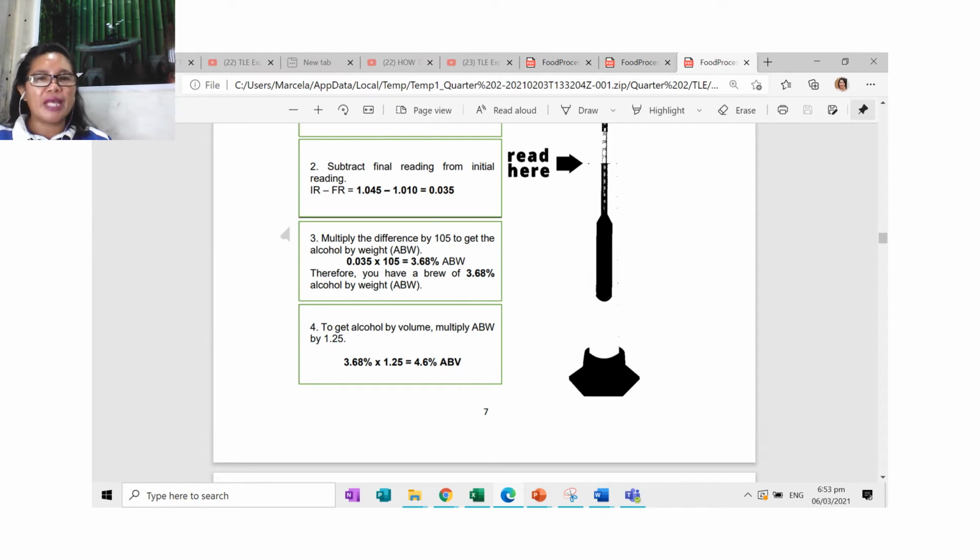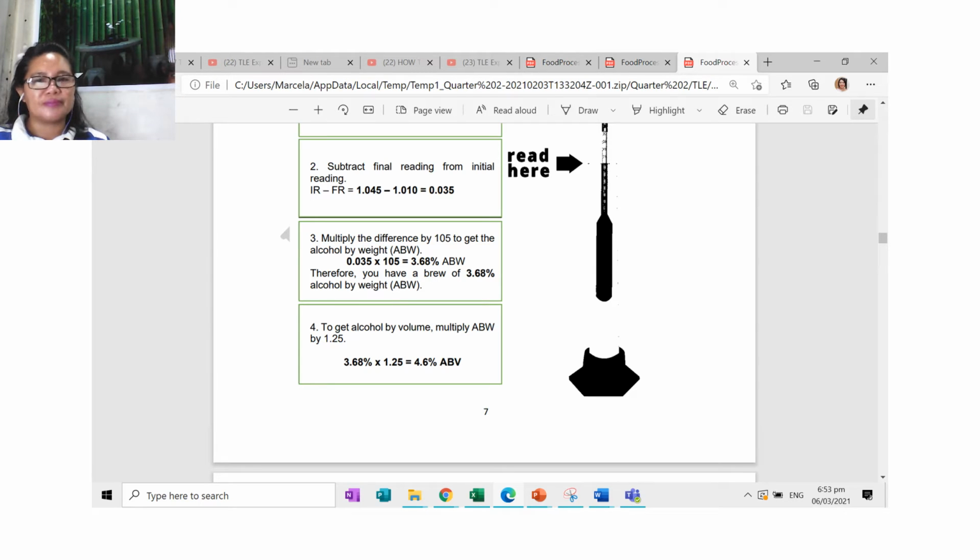In step 3, you are going to multiply the difference by 105 to get the alcohol by weight, or ABW. So here, 0.035 multiplied by 105 is equals to 3.68%, which is the ABW. Therefore, you have a brew of 3.68% alcohol by weight.